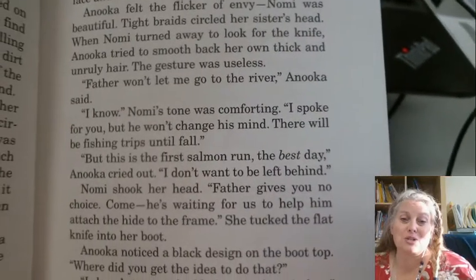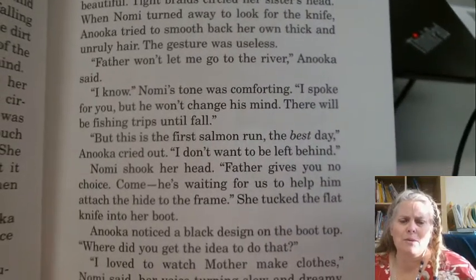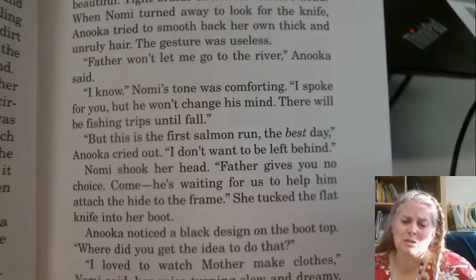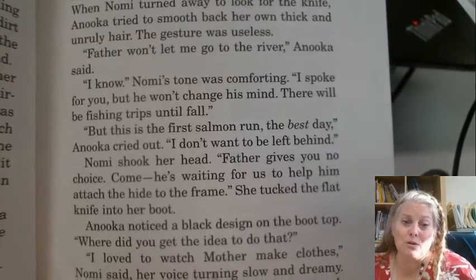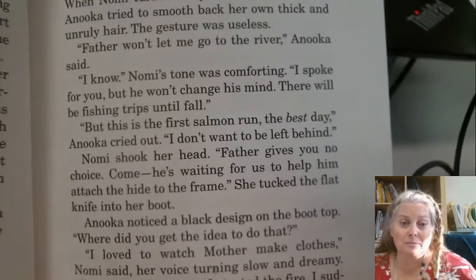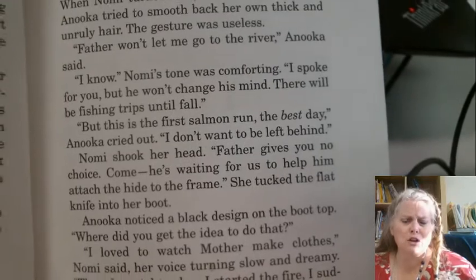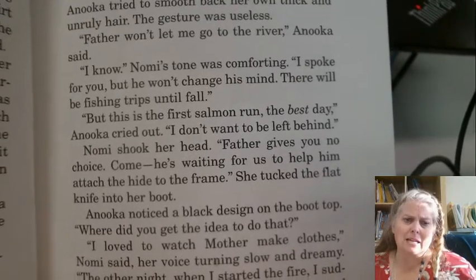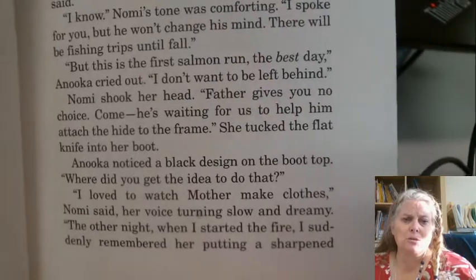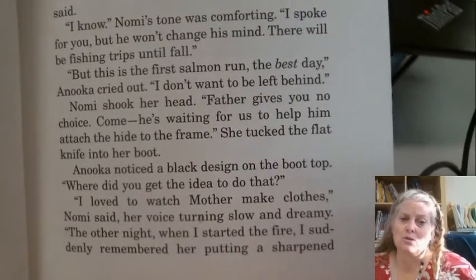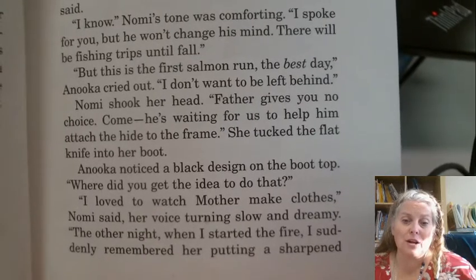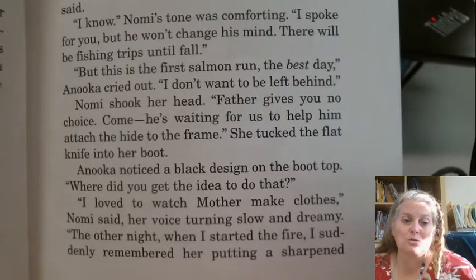The gesture was useless. "Father won't let me go to the river," Anouka said. "I know." Nomi's tone was comforting. "I spoke for you, but he won't change his mind. There will be fishing trips until fall." "But this is the first salmon run, the best day," Anouka cried out. "I don't want to be left behind." Nomi shook her head. "Father gives you no choice. Come, he's waiting for us to help him attach the hide to the frame." She tucked the flat knife into her boot.